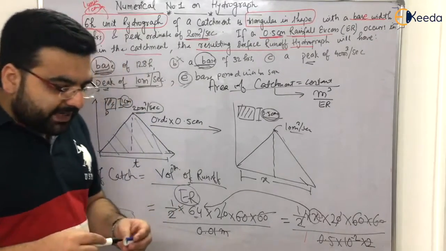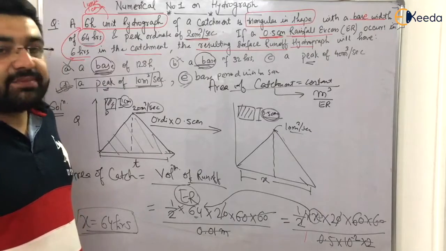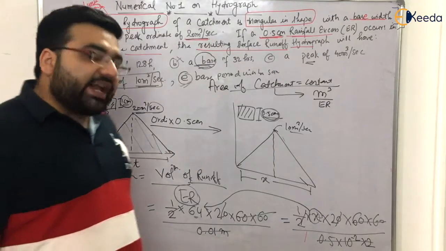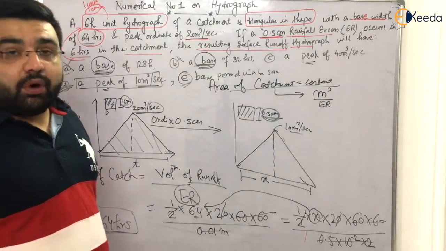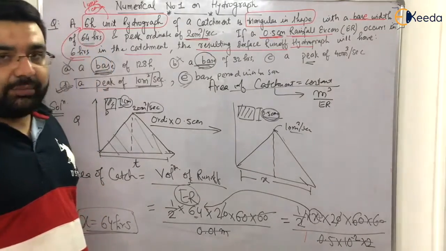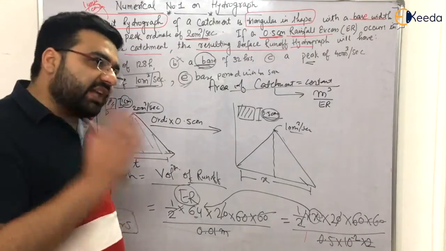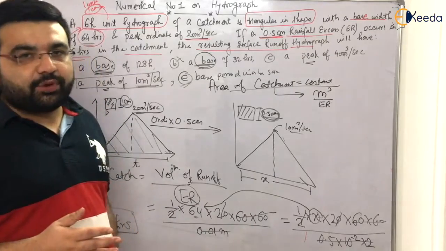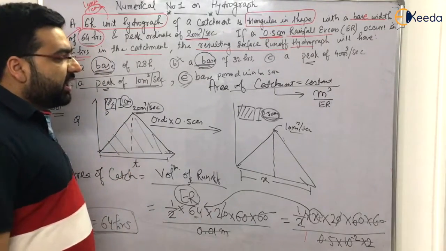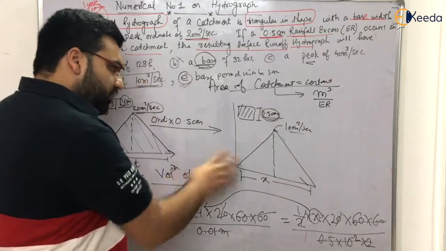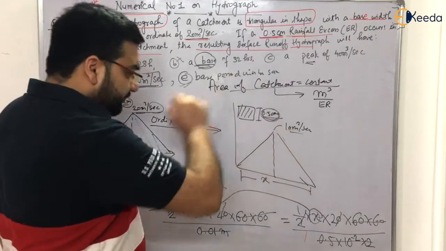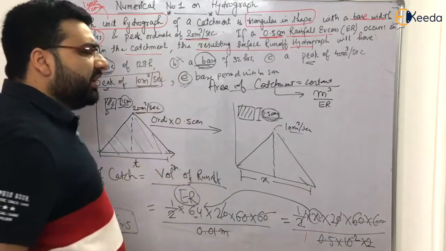Clear? So I hope that you have understood how to solve these types of numericals. So in unit hydrograph, the assumptions are very important. Assumption type questions come directly from the assumptions. It can be time invariance, it can be linear response, right? These types of questions generally come in examination, but most of the time either a triangular graph is given or a trapezoidal graph is given.